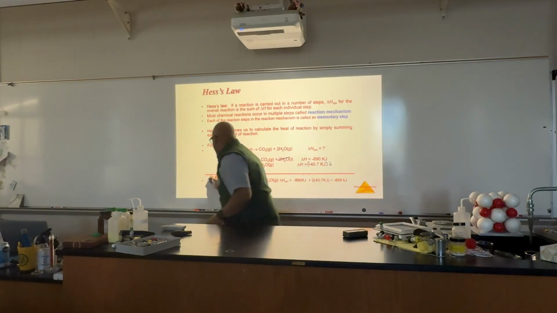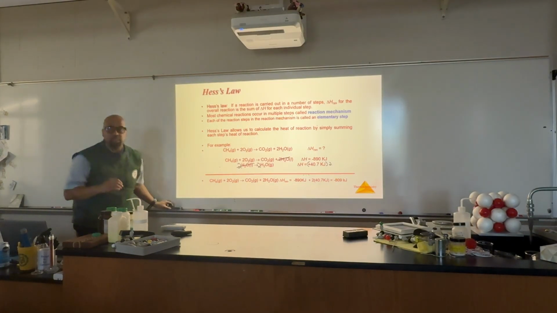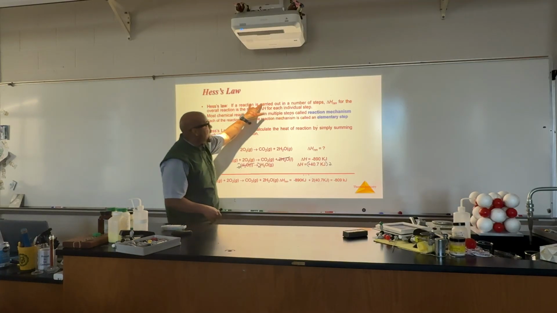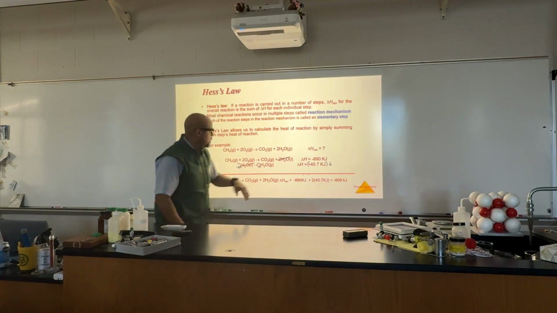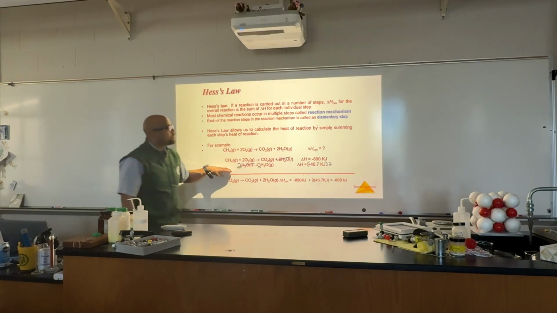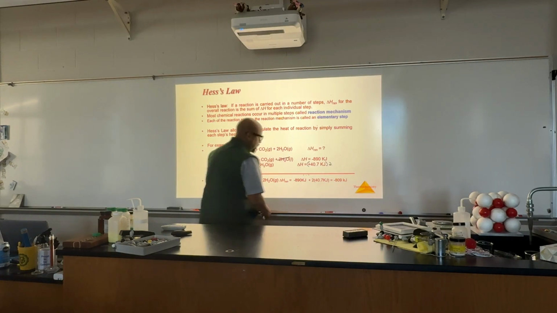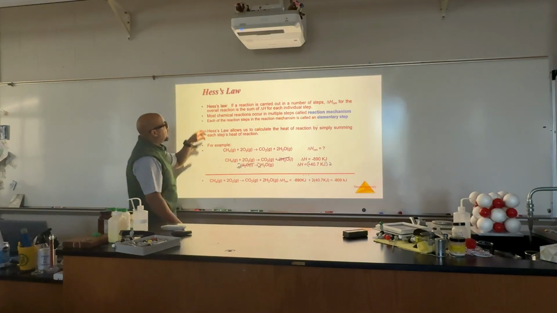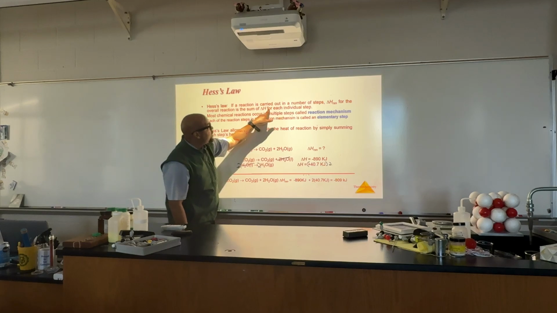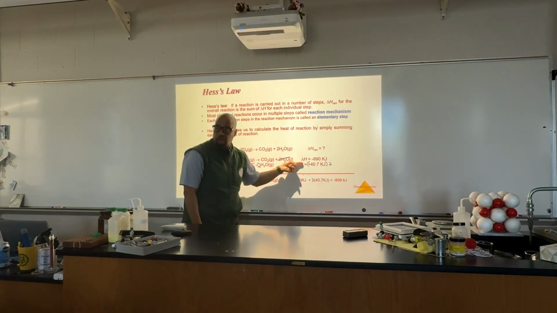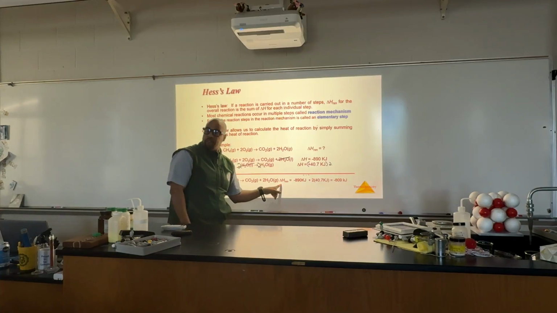So if we go back and look at what the definition states, it says Hess's law: if a reaction is carried out in a number of steps, this is one step, this is another step. So I got multiple steps here. The delta H of the reaction here is the sum of the delta H's for each individual step. That's what I did. I summed those things together to figure out what the delta H is going to be in this case.